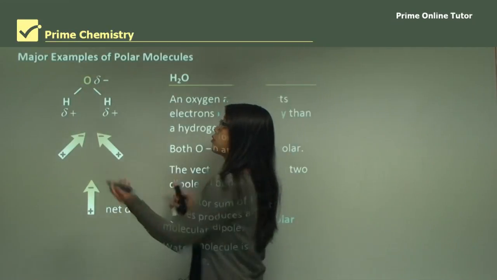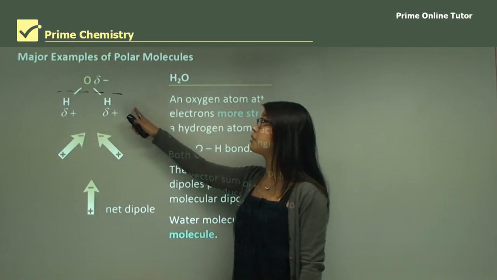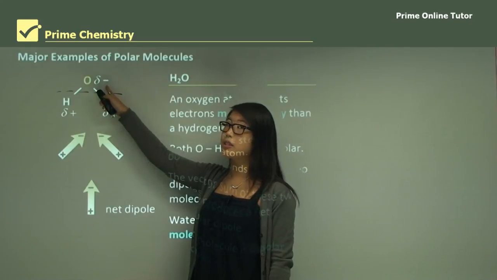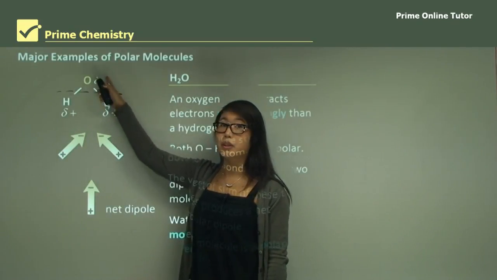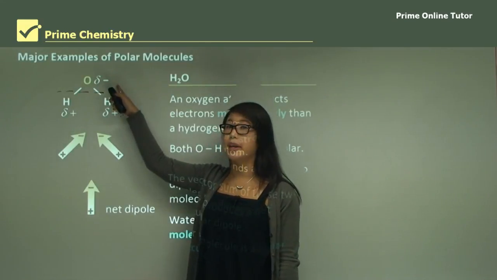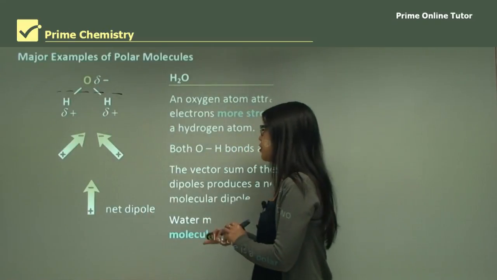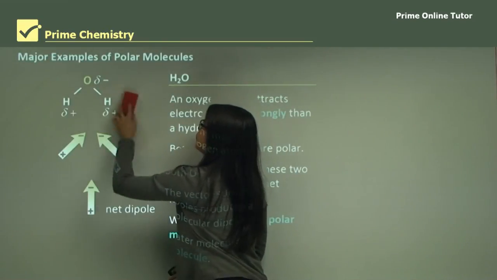When we draw a line here, we can see that the molecule is not symmetrical, and then we can say that the oxygen is pulling a lot of the electrons closer to it. So this side of the line is going to be more negative, and this side with the hydrogens is going to be more positive. So we can then say that the whole molecule is going to be a polar molecule.